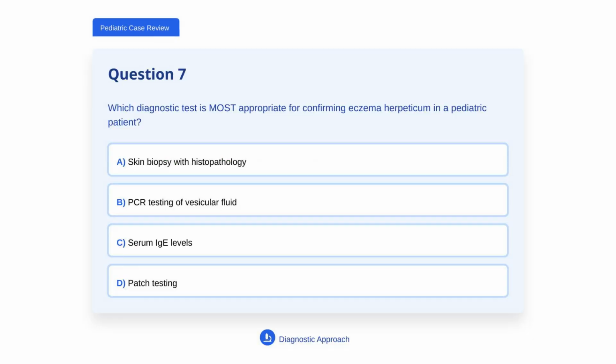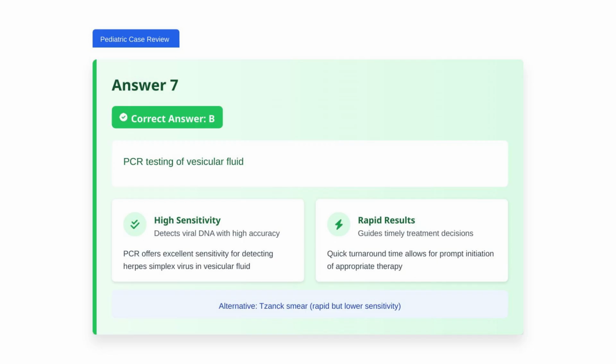Which diagnostic test is most appropriate for confirming eczema herpeticum in a pediatric patient? Is it skin biopsy with histopathology, PCR testing of vesicular fluid, serum immunoglobulin E levels, or patch testing? The correct answer is B. Polymerase chain reaction testing of vesicular fluid is the most appropriate diagnostic test for confirming eczema herpeticum. PCR offers high sensitivity and specificity for detecting herpes simplex virus DNA and provides rapid results that can guide timely treatment.